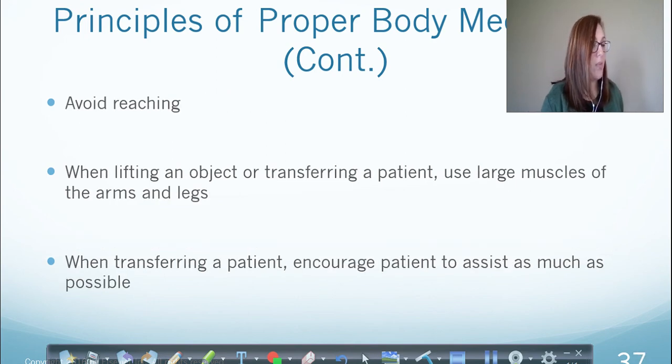Again, to continue to use proper body mechanics, you want to avoid reaching. So from an overhead shelf or cabinet, you don't want to reach and grab something that's heavy. You want to make sure you're using a step stool that's appropriate for your office to use. When you're lifting an object or transferring a patient, you want to use those large muscles of your arms and legs. You want to avoid using your back. And then when transferring a patient, you want to encourage that patient to help you as much as possible. So encourage them to stand up with your help, just so that it's less strain on your back.